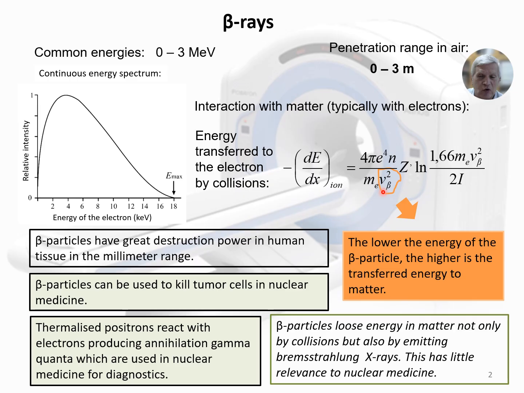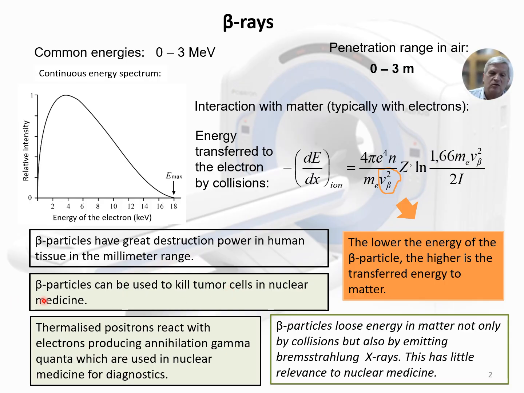And again, the conclusion is that the lower the energy of the beta particle, the higher is the transfer energy to matter. So the same conclusion as for alpha particles. What is the difference? There is an important difference: beta particles still have a great destruction power in human tissue, but it is in the millimeter range, not the micrometer range, as in the case of the alpha particles. It is the millimeter range.